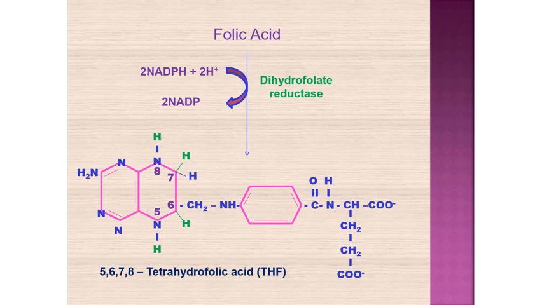Now the active form of folic acid is known as tetrahydrofolate or tetrahydrofolic acid. Here the folate is enzymatically reduced in a two-stage process in tissues to yield dihydrofolate and tetrahydrofolate, which requires vitamin C. The enzyme dihydrofolate reductase is required to reduce the folic acid in two enzymatic steps.